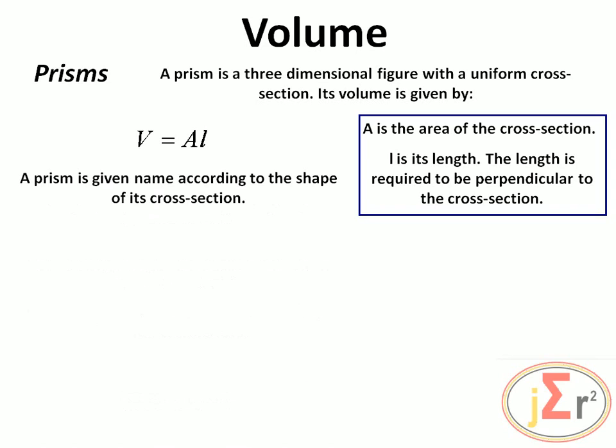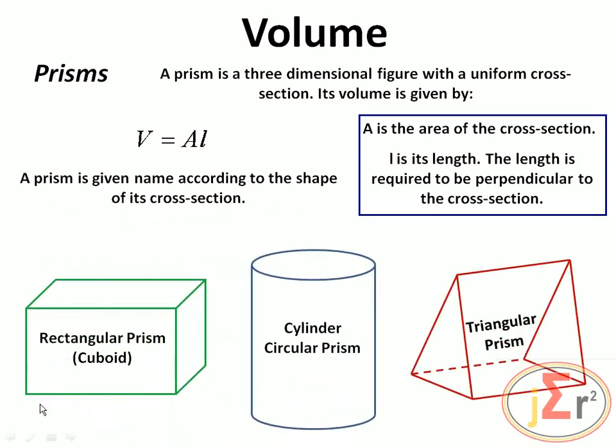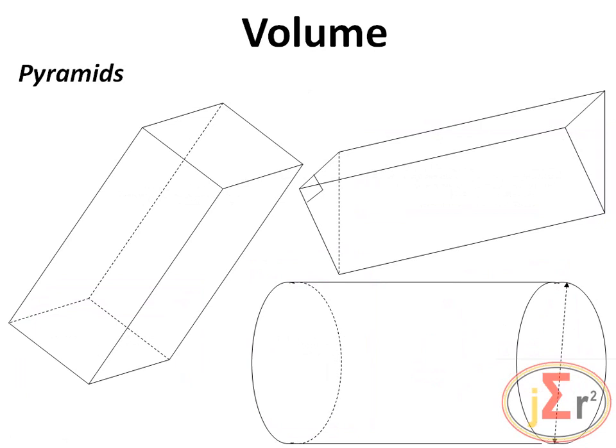A prism is given a name according to the shape of its cross-section. So here we have a rectangular prism because of course it is of rectangular cross-section, and this is a circular prism which is called a cylinder, and it of course has a circular cross-section, and this one is called a triangular prism because of its triangular cross-section.